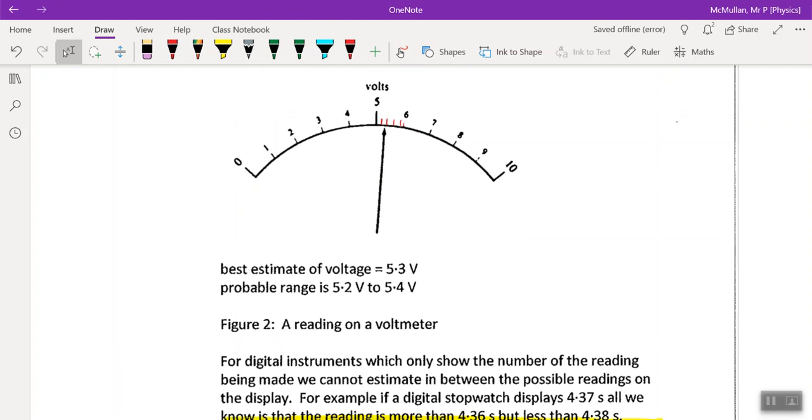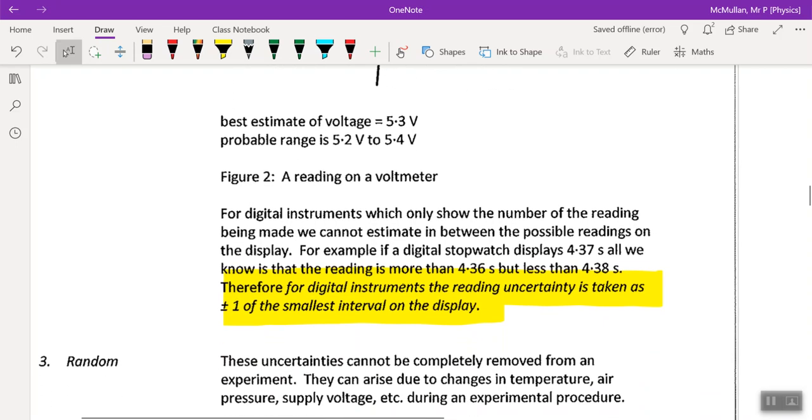Here, if we're looking at this voltmeter, there is no markings on the scale between 5 and 6. Therefore, we are not able to tell exactly what the value is. The probable best estimate is 5.3, and it could be between 5.2 and 5.4. This is the important part.